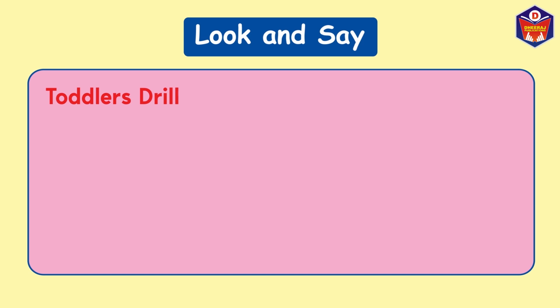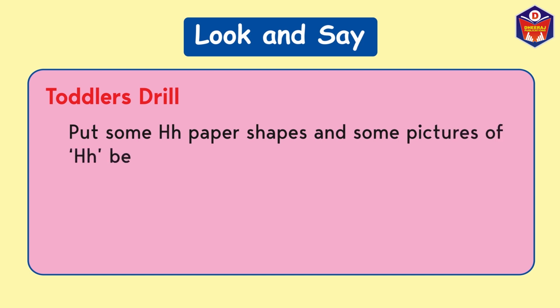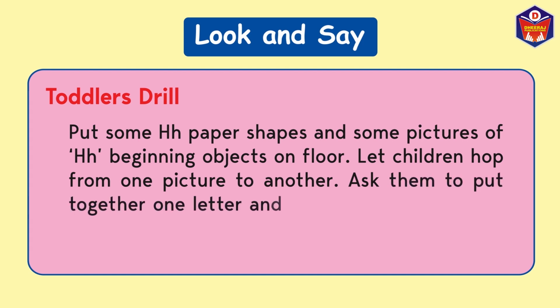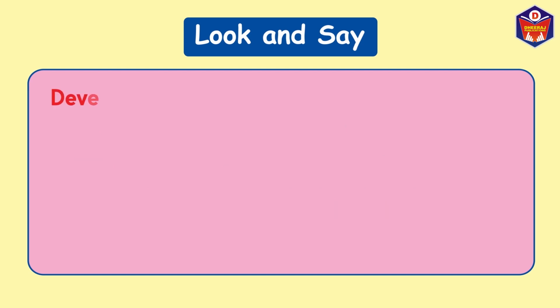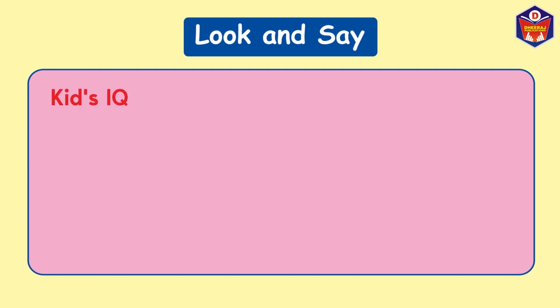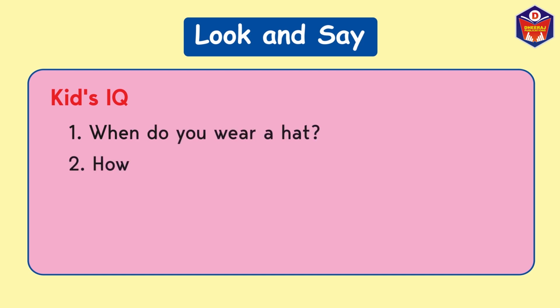Toddler's drill. Put some H paper shapes and some pictures of H beginning objects on the floor. Let children hop from one picture to another. Ask them to put together one letter and one picture. Developmental milestones: interaction, association, observation. Kids IQ. Question 1. When do you wear a hat? Question 2. How does a horse make sounds?